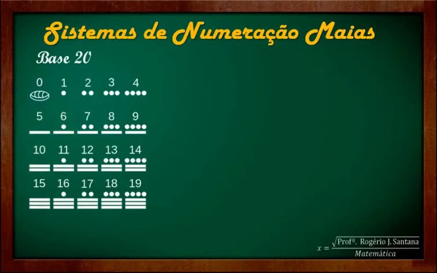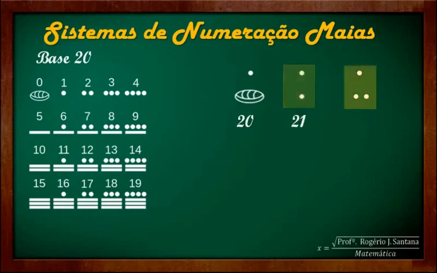Upon reaching the 20th symbol, it was represented by a dot above the shell, 21 by 1 point above and 1 point below, the 22 by 1 point above and 2 points below, and so on.